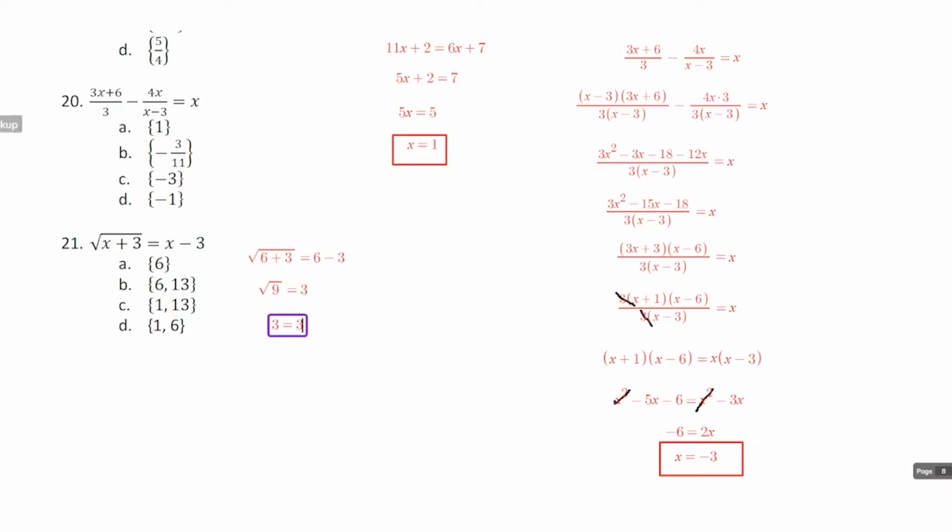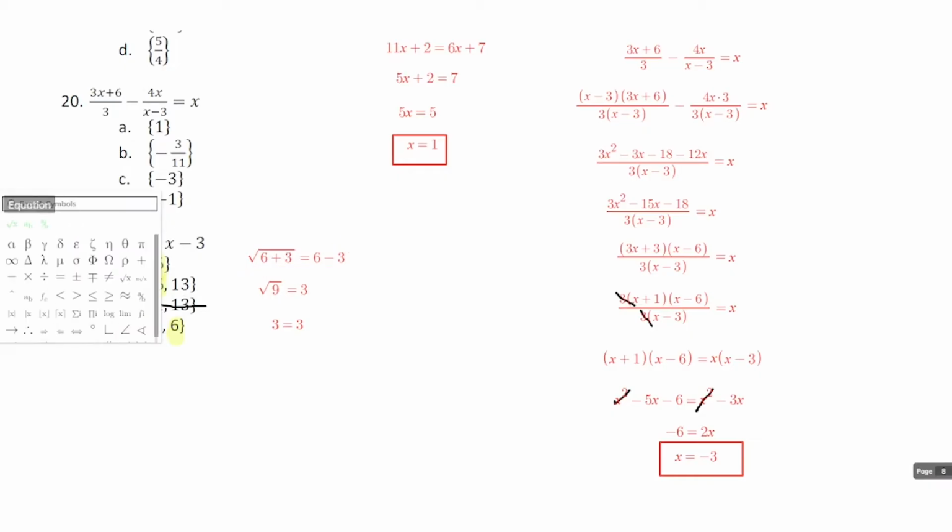So that means that 6 is a solution, which means that it's either going to be A, B, or D, because C doesn't have 6 as a solution. So now we need to test. There could only be one more answer here, and it's either going to be 1 or 13, or maybe if there's nothing, maybe there just is one solution. But we're going to test out both of those numbers.